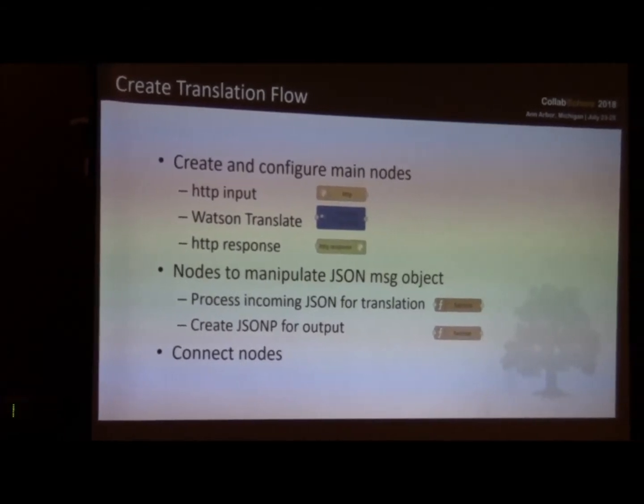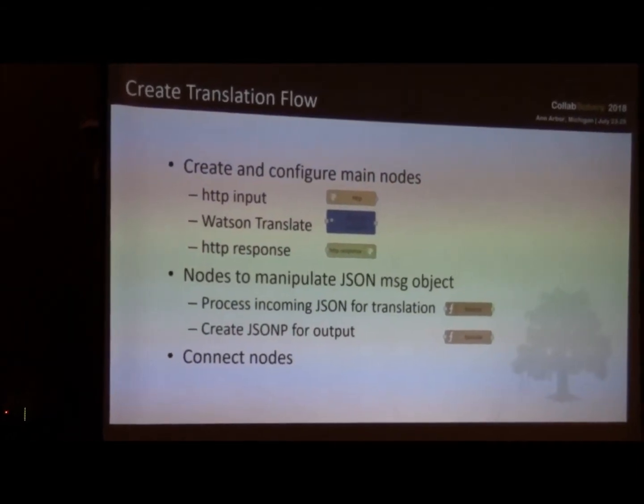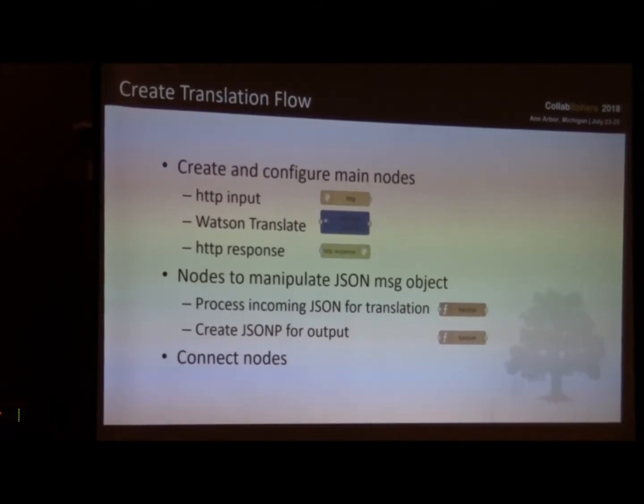Next, we're going to create a translation flow. This is where we do the actual translation. So I'm going to use an HTTP input. That's then going to be the endpoint for the application calling the translation service. Then we add a node for Watson Translate, and then the HTTP response is what sends back to the calling browser the translated text in this case.